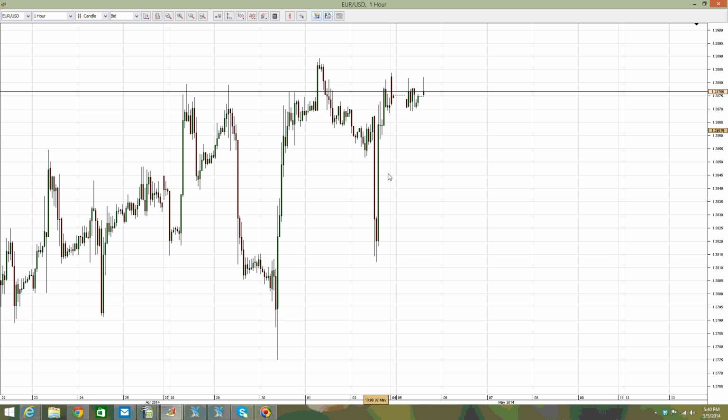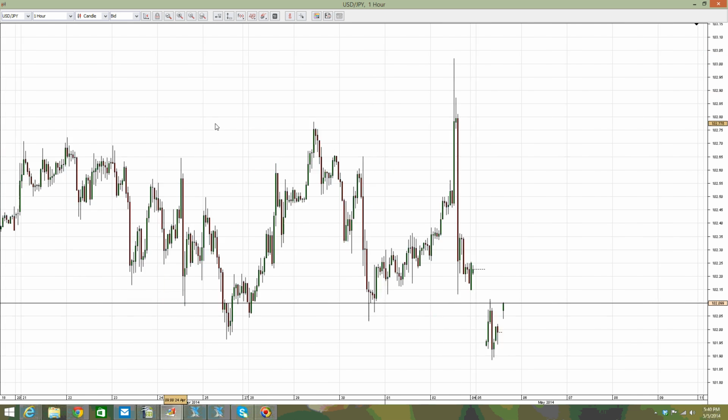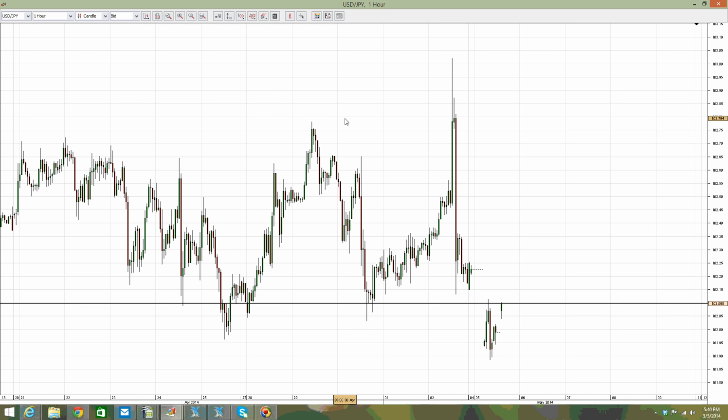Now the same fake move that you see here on the euro US dollar actually was coming on the US dollar Japanese yen as well, as they are quite correlated. See here on the US dollar Japanese yen, we had the spike higher, breaking the highs, sucking all the new longs in, only for a quick reversal. What was the reason for the quick reversal?